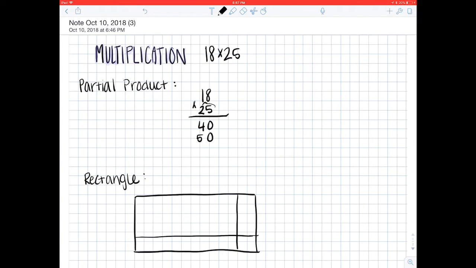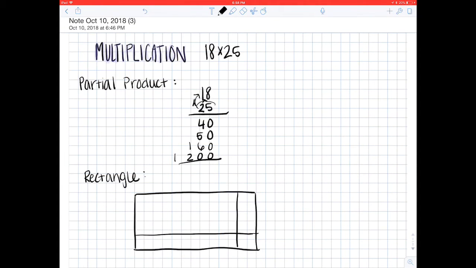And then we're going to take our other side now. So we're going to start with our 20, and we're going to times that by 8. That gives us 160. And then we're going to take our 20, and we're going to times that by 10, which gives us 200. And then we can add that all up, and we get an ultimate answer of 450.